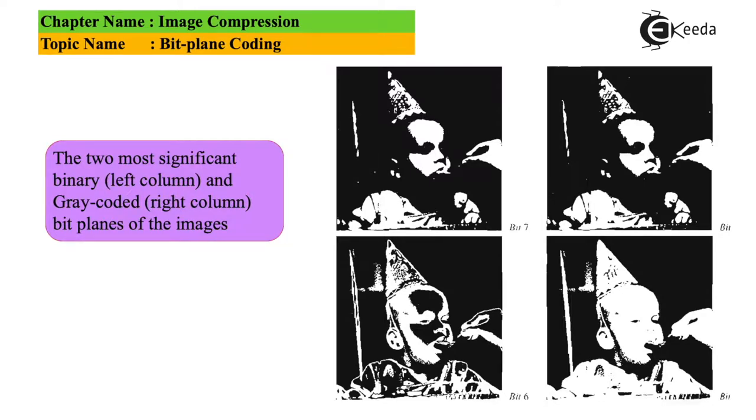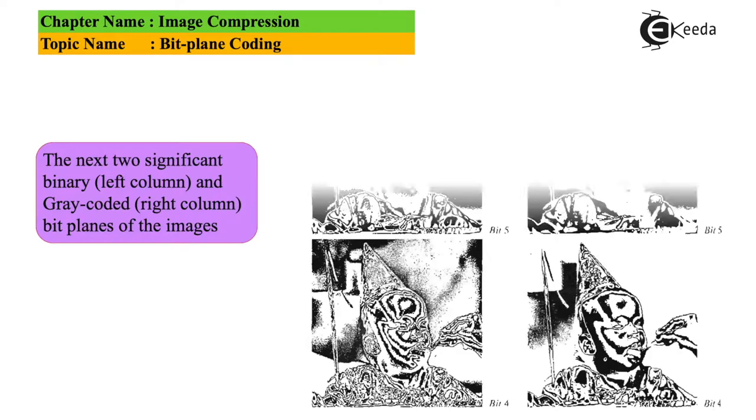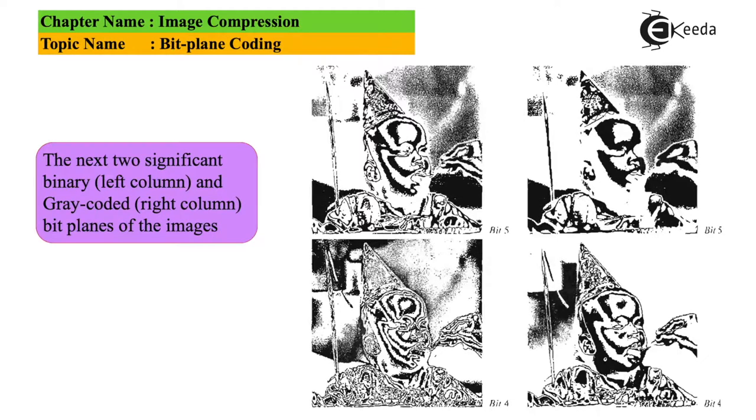So this is the name for bit 7 and this is for bit 6. So bit 7 binary, bit 7 gray coded. The bit 6 binary, bit 6 gray coded. Here we have the gray coded image for the input image. So the first input image we have taken in this example. The next two significant binary and gray coded bit planes of the images.